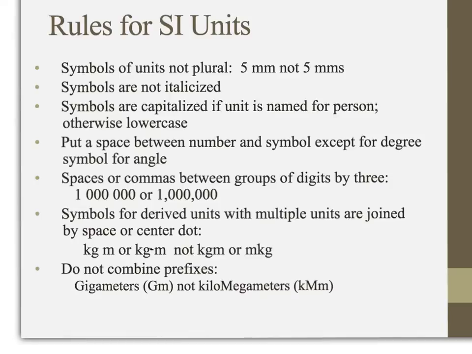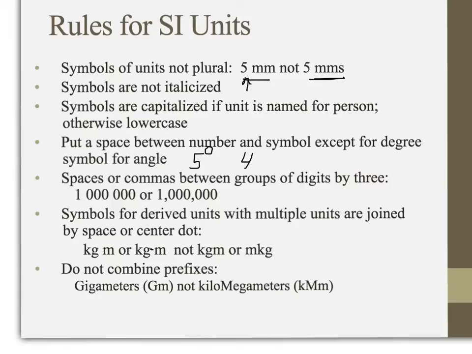There are some basic rules when you're using SI units. For example, symbols of units are not plural. You don't make them plural. You would put 5 millimeters. You do not add the S on the end. Symbols are not italicized. Oftentimes, for some reason, people like to italicize the symbols. That's not correct. Symbols are capitalized if the unit is named for a person. Otherwise, it should be lowercase. Put a space between the number and the symbol, except for the degree symbol for angle. So in other words, here we have 5 millimeters. There's a space here. But if I had 5 degrees, the degree would go right there, right after it, no space.